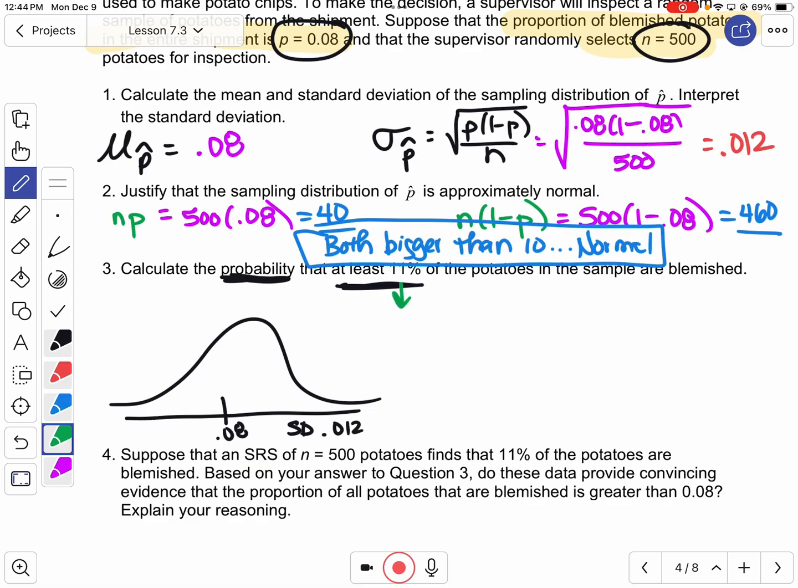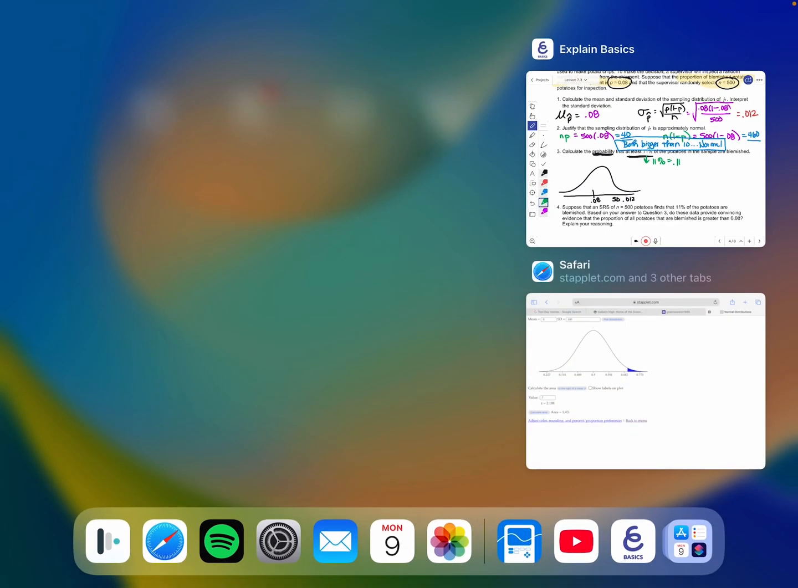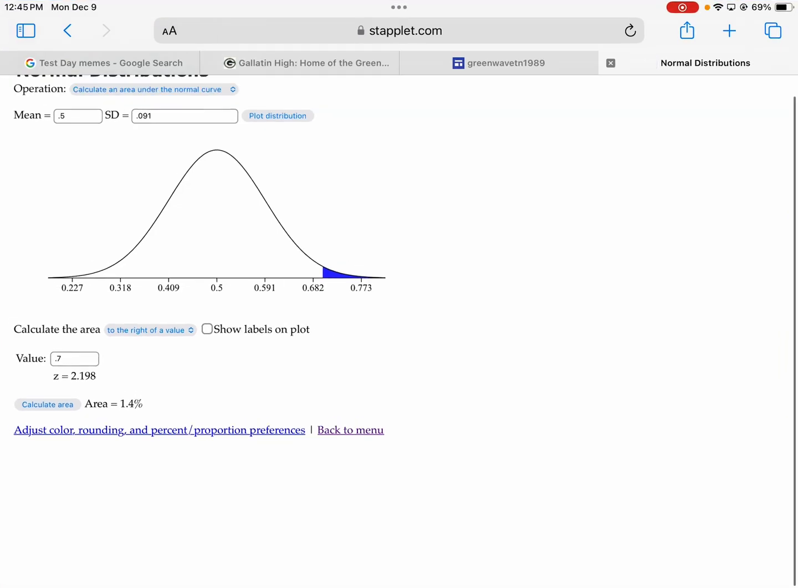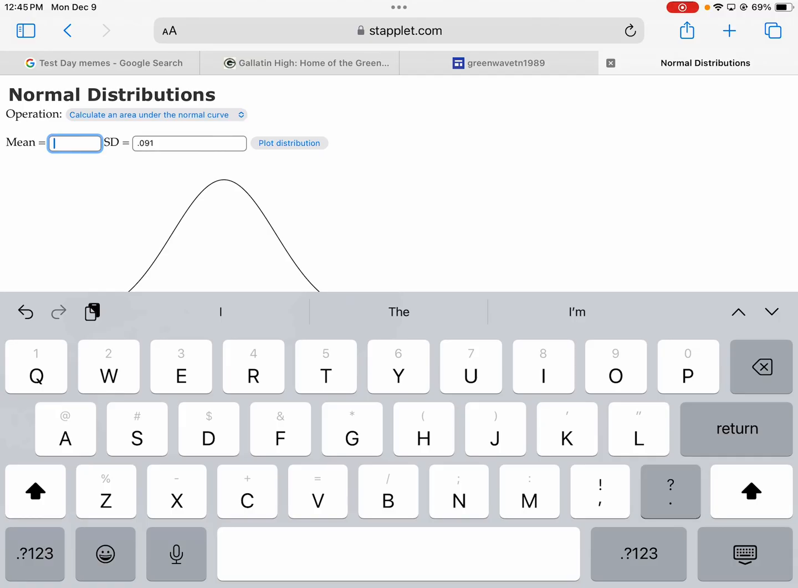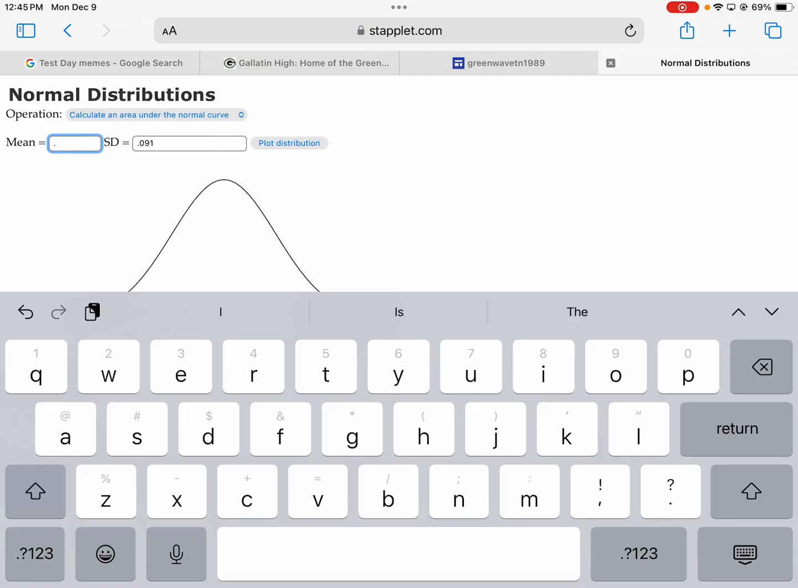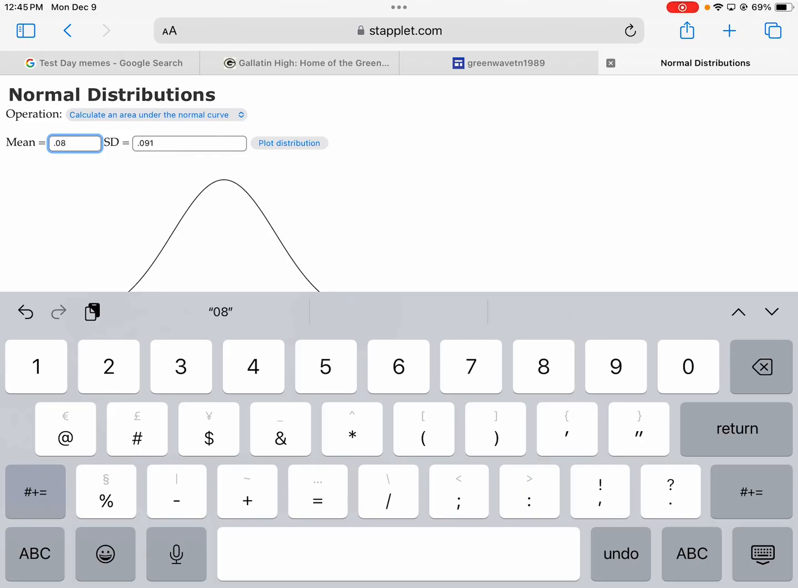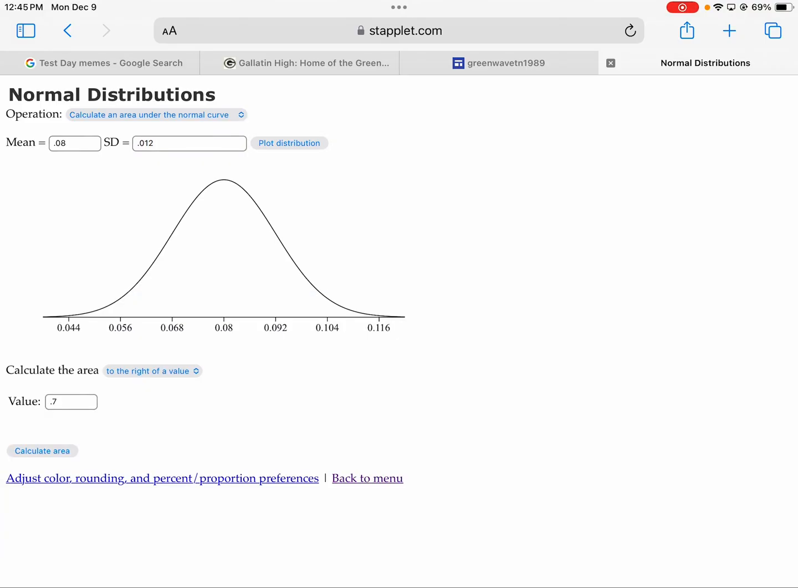Now, 11% would be what decimal? 0.11. So let's go in here and think about which way we need to go. We're going to go to our applet. I'm going to change the mean to 0.08 and my standard deviation to 0.012. We're going to plot it.